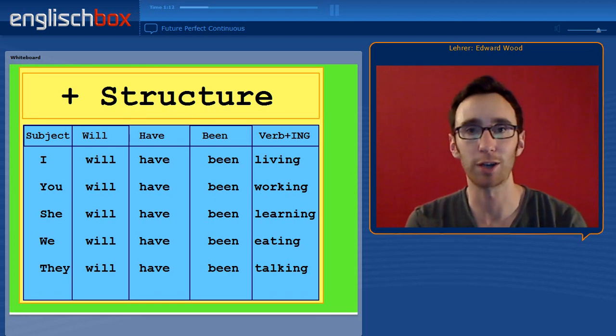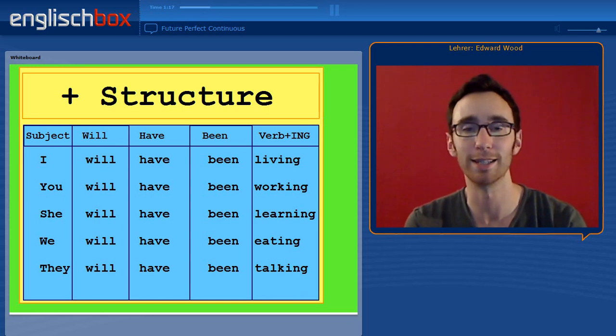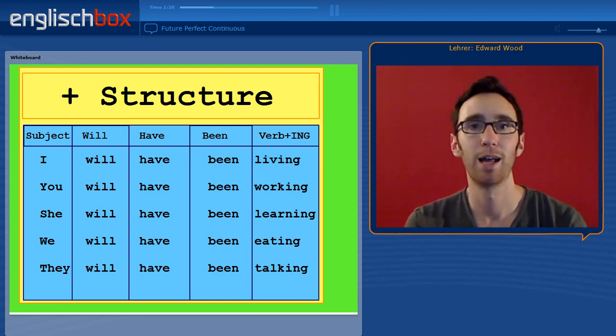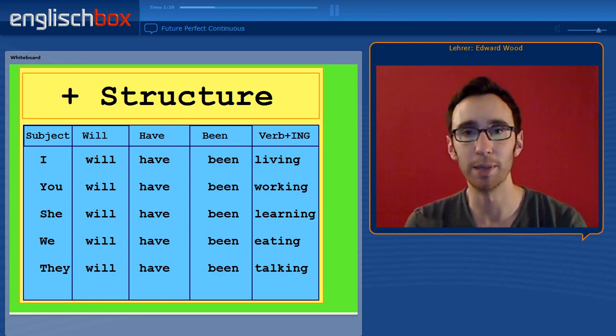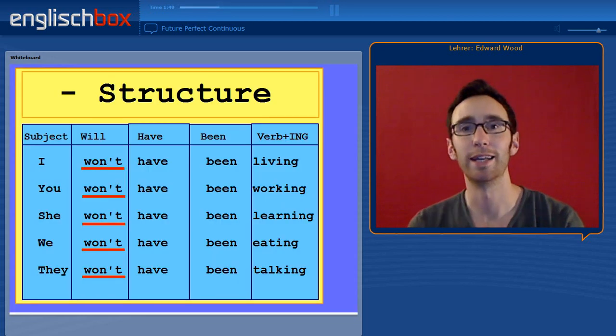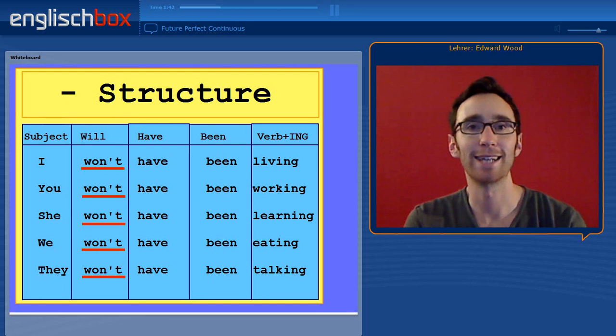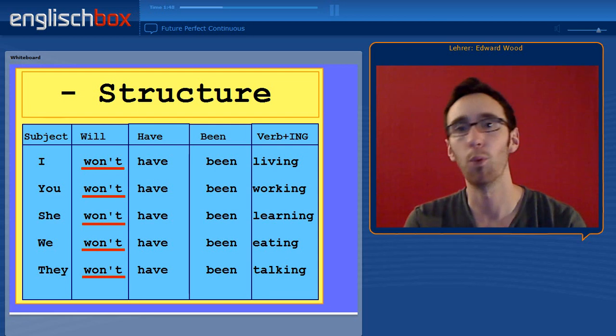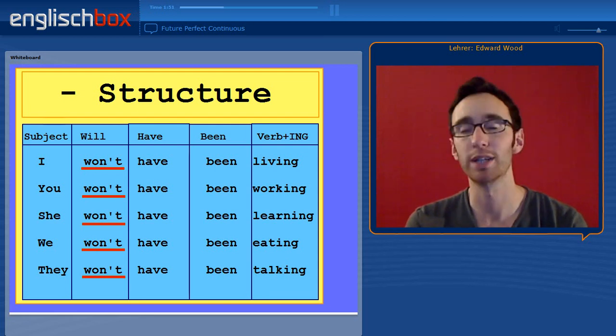So let's look at the basic structure of the future perfect continuous. In a positive sentence, we start with the subject, then we have the auxiliary verb will, followed by have, followed by the verb to be in the past participle form, been, followed by the verb with gerund, with ing. In the negative form, we add not to the auxiliary verb will. This becomes won't. For example, I won't have been living.